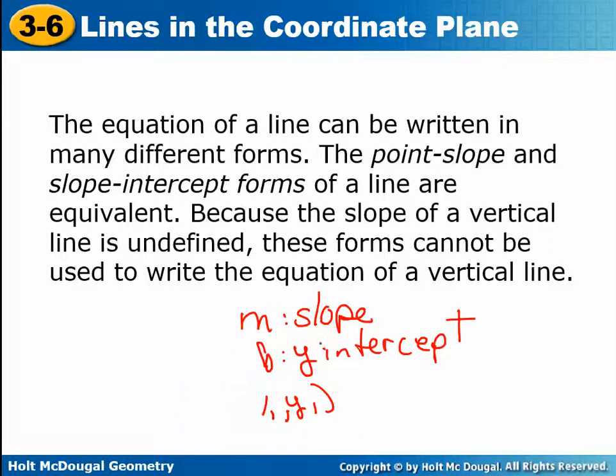So if they give you a coordinate, I don't know why that's doing that. I swear I did not make that bizarre looking shape. Looks like the back end of a car. Anyway, pretend there's a parentheses there, and you'll use that in point-slope form.